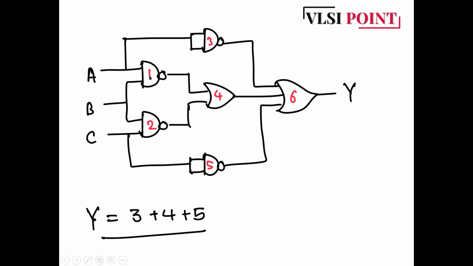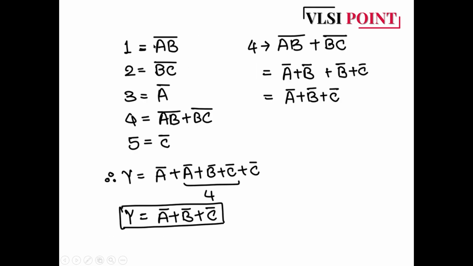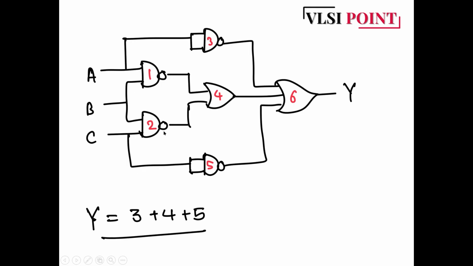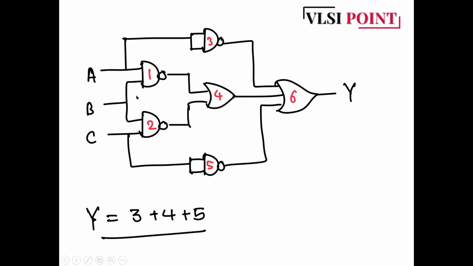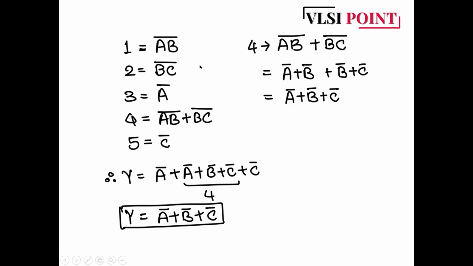So what is the output? A into B bar, A into B bar. Similarly for 2, it is B into C bar, B into C bar. The third gate is just an inverter, they have taken A bar because the terminals of those two NAND gates are shorted, so it's nothing but A bar. 3 is A bar, 4 is AB bar plus BC bar.